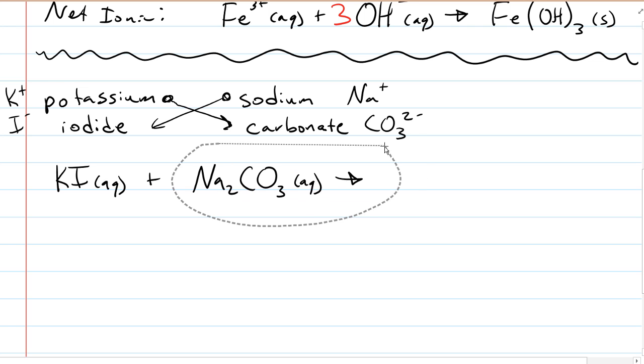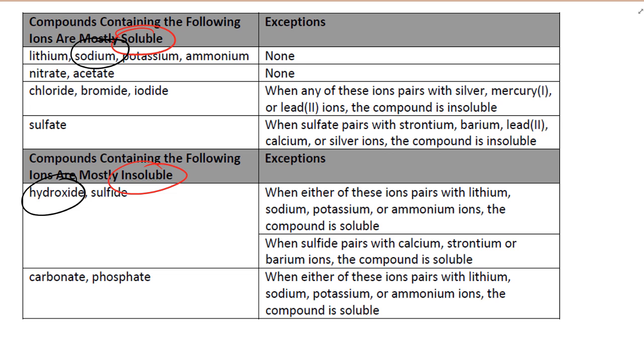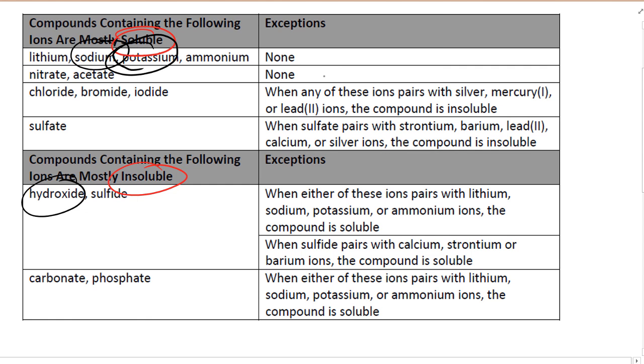So it would have been potassium carbonate. Potassium carbonate is K2CO3, and sodium iodide would be NaI. Then if we went and looked up the phase labels, we come back and we see that potassium carbonate is soluble, because if it contains potassium ions, it is soluble with no exceptions.